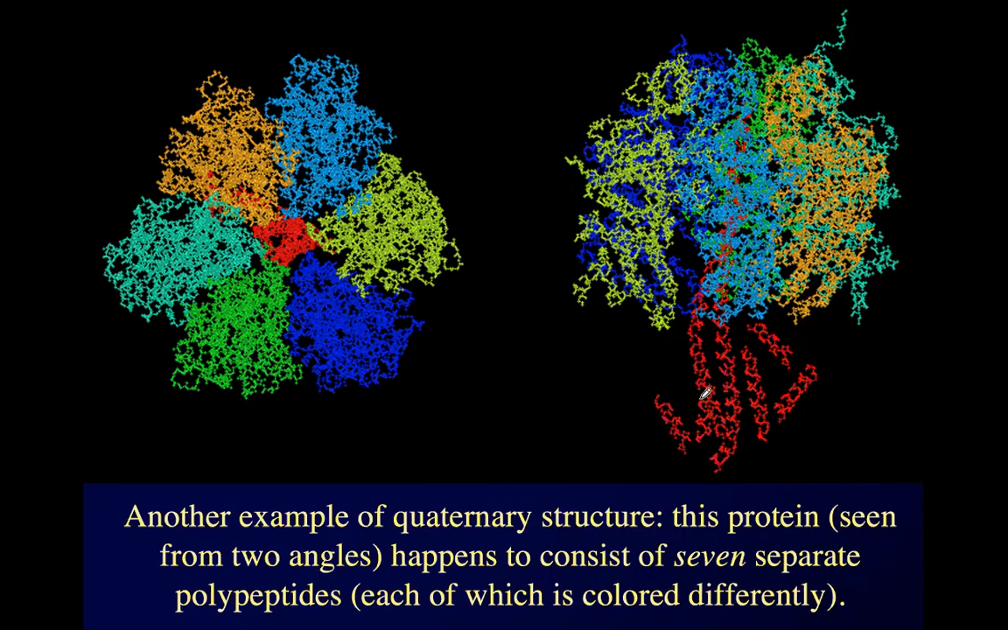This protein actually generates an awful lot of the metabolic energy that you use to run your metabolism. You could not live a second without it. And it consists of seven separate polypeptides that all have to fit together into this kind of mushroom shape.